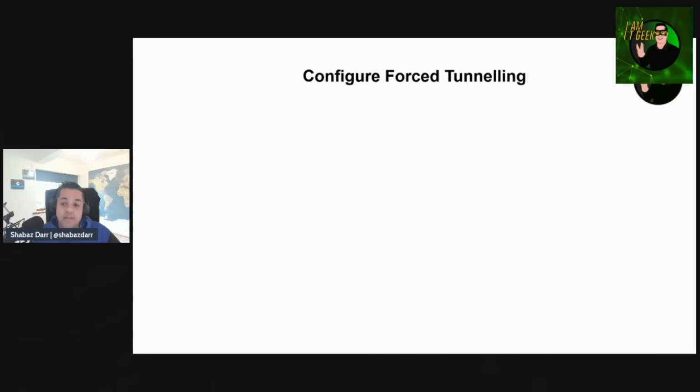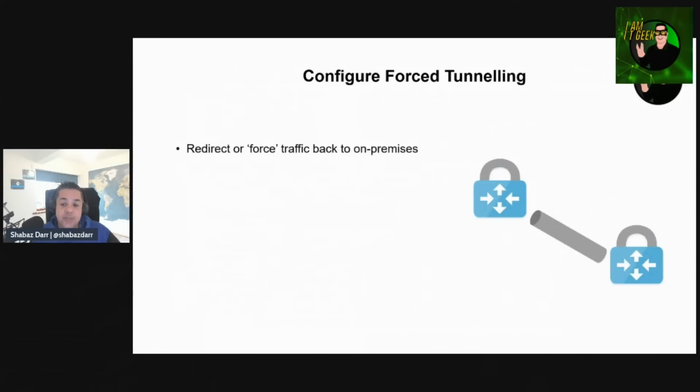So let's stick with the configure force tunneling topic for a second. As we mentioned, force tunneling lets you redirect or force all internet-bound traffic back to your on-premises location via a site-to-site VPN tunnel, more than likely for inspection or auditing purposes. This is quite a critical security requirement for most enterprise IT policies. And it's PowerShell only, so you can't do it through the Azure portal or Azure CLI. It has to be configured through Azure PowerShell.